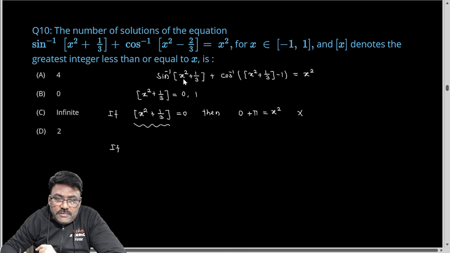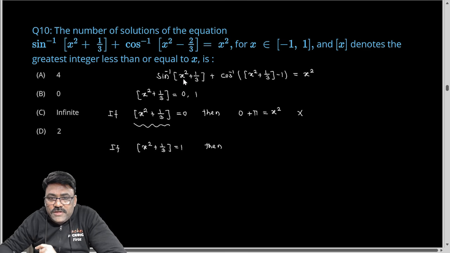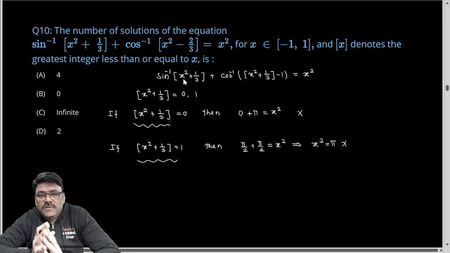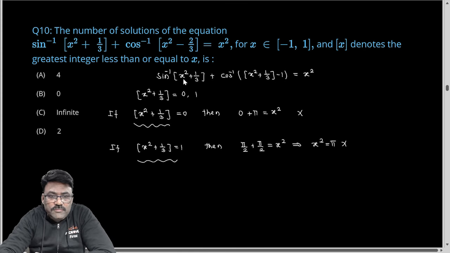Now if I take the integral part of x square plus 1/3 as 1, then sine inverse 1 is pi/2. Cos inverse 0 is again pi/2, x square. So again you are getting x square is equal to pi. But same thing, pi doesn't satisfy this condition. The integral part of pi plus 1/3 will be 3, not 1. So this also doesn't satisfy the equation. Means there is no value of x satisfying this equation. Means number of solutions will be 0. Option B is the correct option here.